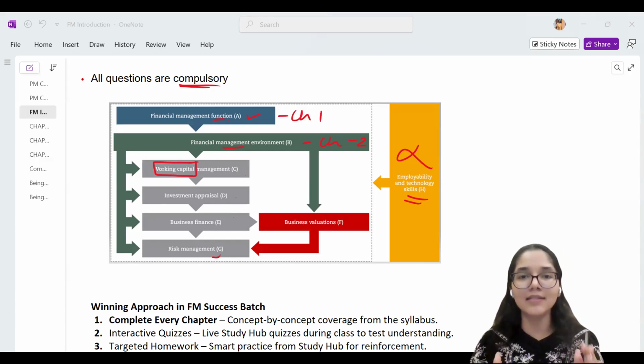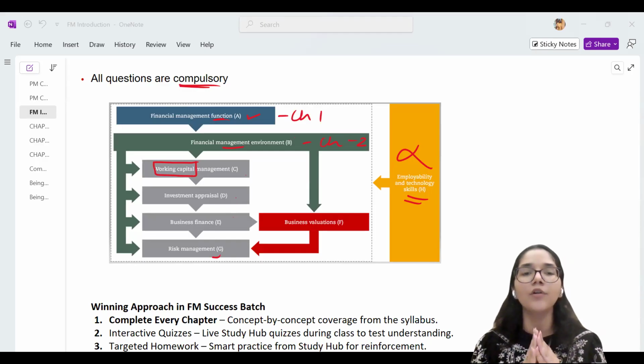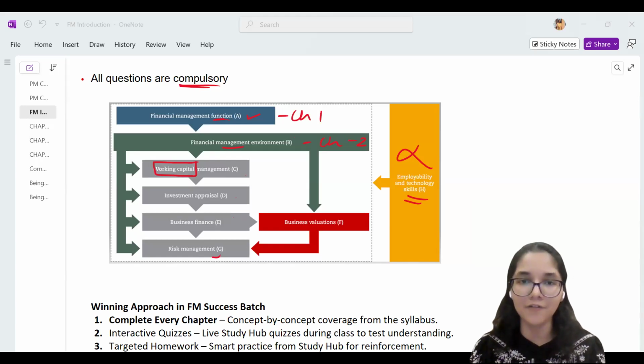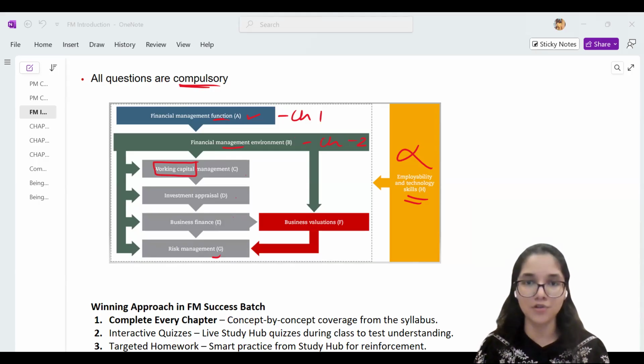If you have a look at the syllabus, for all the content that we are going to learn, we are going to follow the ACCA Study Hub as well as the ACCA official content delivery slides. So we are going to do a mix and match of both. So we are going to study from the ACCA official resources all the way.